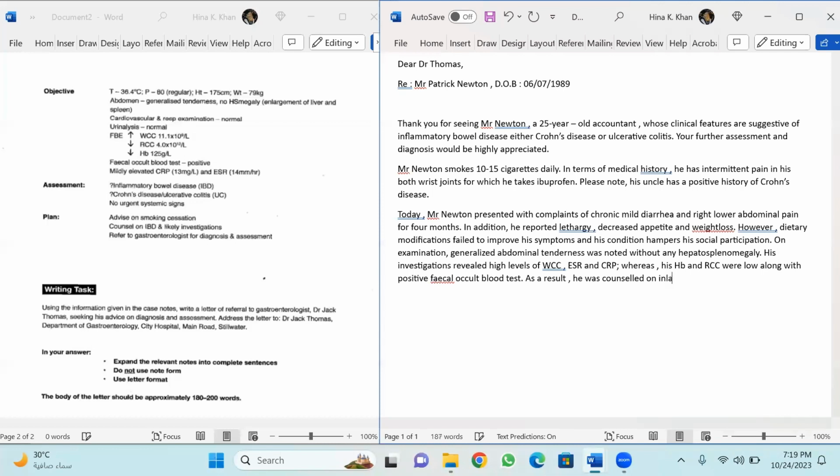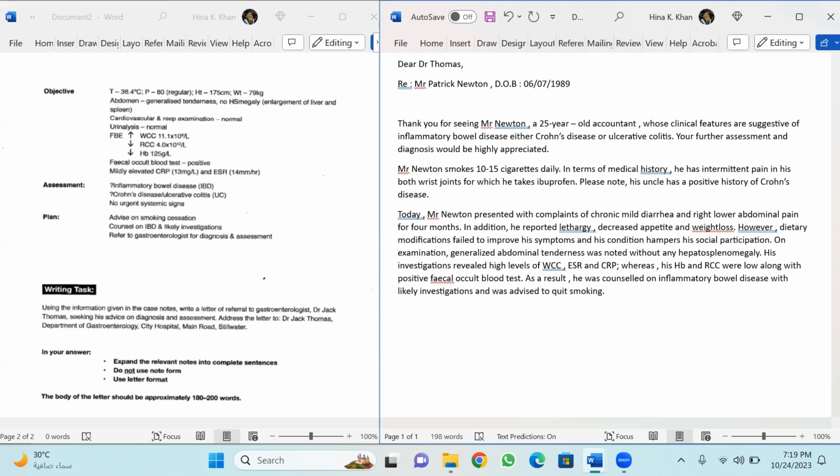If you write inflammatory bowel disease, it is also not a problem. Inflammatory bowel disease with likely investigations and was advised to quit smoking. Full stop.